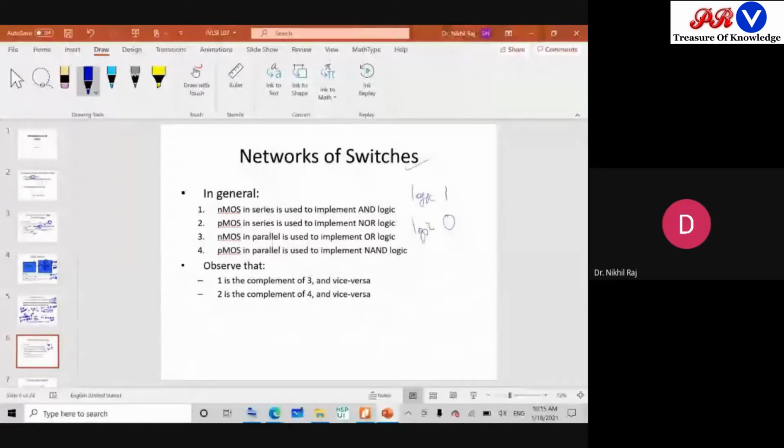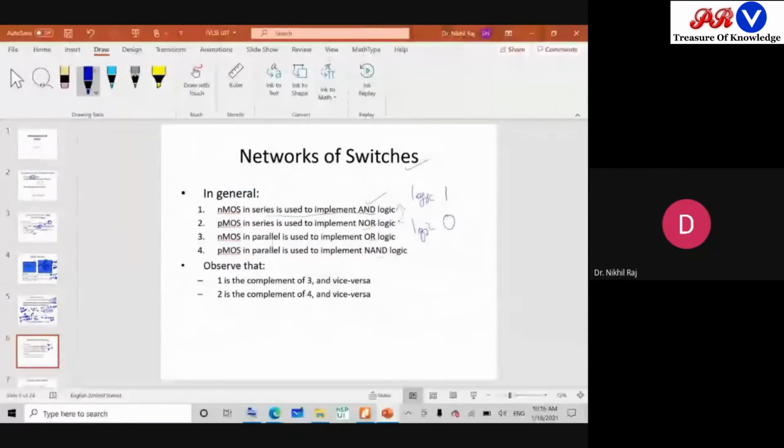So in general, if NMOS is in series, it will implement an AND gate. If PMOS is in series, it will implement a NOR gate. These two are dual in nature, so the dot will change to a plus operation. If NMOS is in parallel, then it will realize OR logic, and by duality, if PMOS is in parallel, it will realize NAND logic. Fine. So what we see here is that one is the complement of 3 and 2 is the complement of 4.